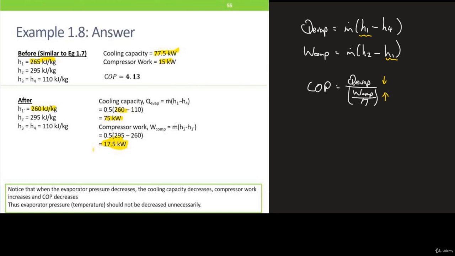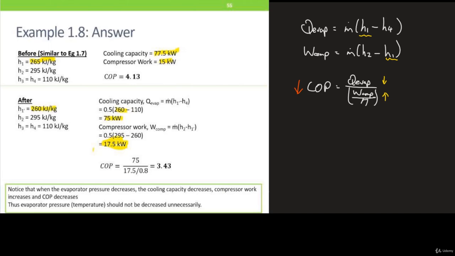So what is the conclusion? Your COP will be heavily affected, because you provide less cooling, you need more work to be done. That's why it's not as efficient anymore. It becomes 3.43 instead of 4.13. So the conclusion is this evaporating pressure shouldn't be decreased. If you go and decrease this evaporating pressure, the COP will suffer. The efficiency of your cycle will suffer. So that is to tell you to try not to reduce the evaporating pressure as much as possible.